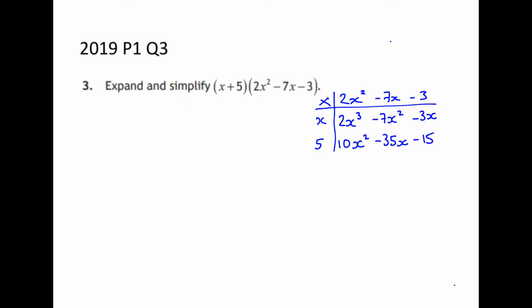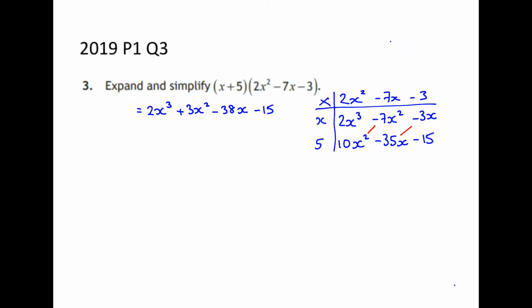So that's negative 15. And the ones that we can put together when we simplify are the x squareds together and the x's together. So all together, we've got 2x cubed. Then we've got 10x squared, take away 7x squared. So that gives us plus 3x squared. Then in x's, we've got minus 3x and minus 35x. So altogether, we've got minus 38x there. And then we've still got a minus 15.